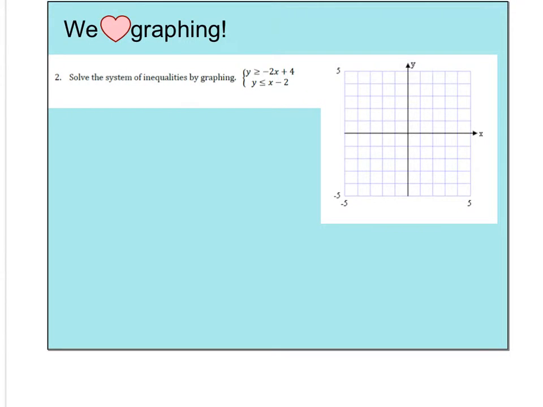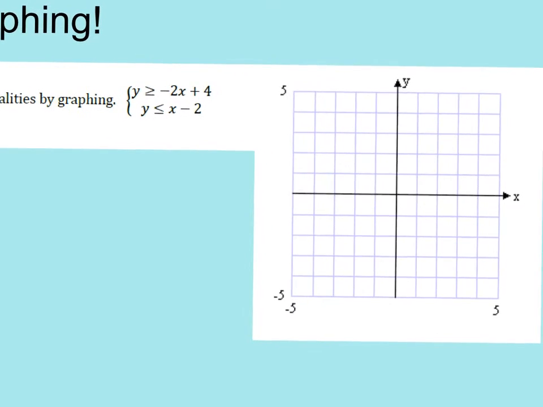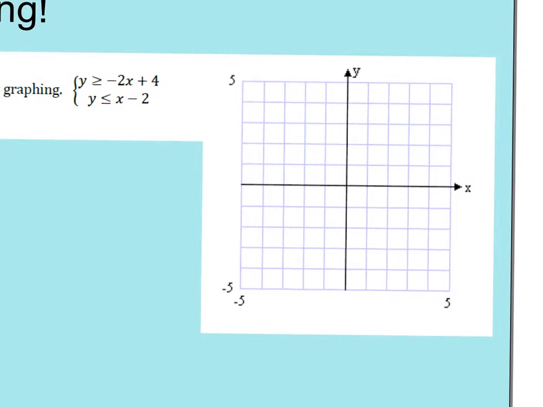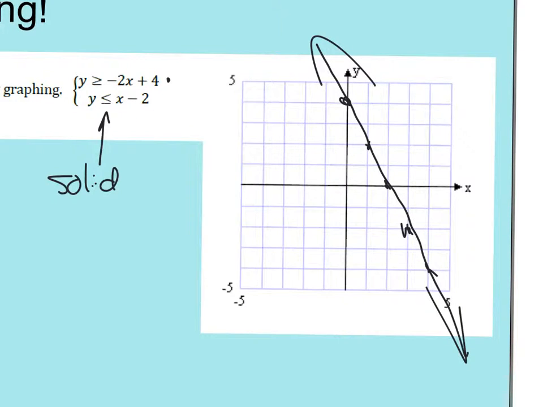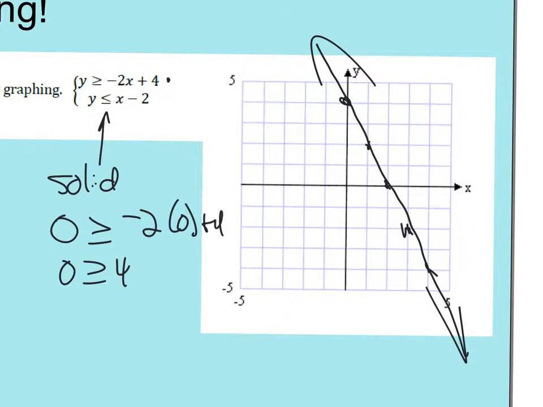Graphing is where things get a little bit tricky. So what I've got to remember is this means solid line. I'll graph this first one in black. I'm going to put positive 4, then go down 2 over 1, just drawing in the points. Solid line. And I want to test 0, 0. So is 0 greater than or equal to negative 2 times 0 plus 4? Is 0 greater than or equal to 4? No. So that means I'm going to shade away from 0, 0. So I'm going to shade that way.